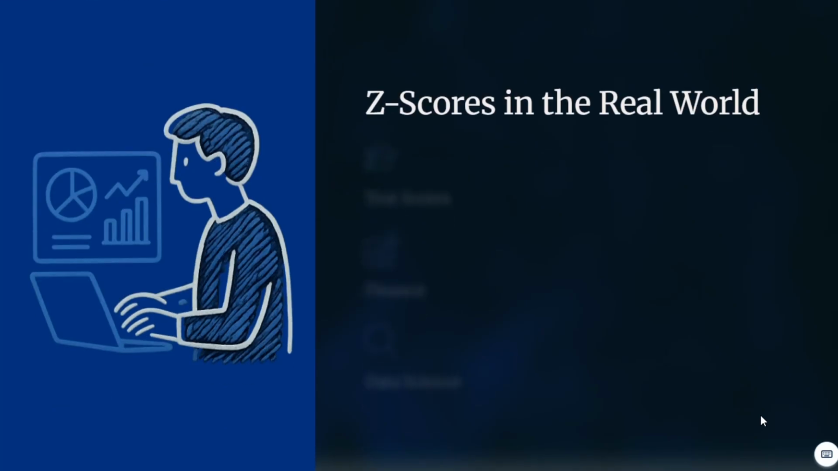So how do we apply z-scores in the real world? Z-scores are used to compare test scores. Standardized exams like the SAT and GRE use z-scores to compare performance across different test versions and populations. It is used in finance. Risk analysts use z-scores to measure how far an asset's return deviates from expected performance, which is a key tool in risk analysis. It's also used in data science. Z-scores are essential for outlier detection, flagging data points that fall unusually far from the mean in any dataset.